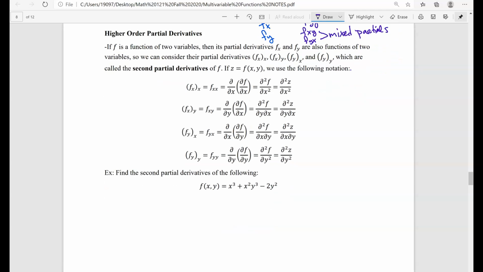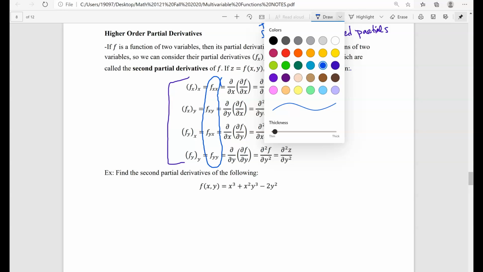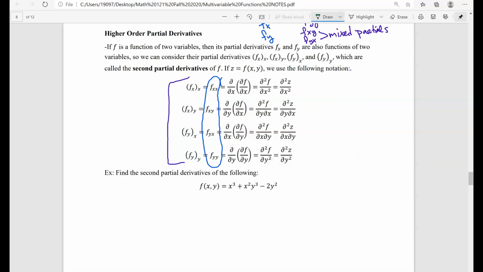What I wrote here is this kind of complicated stuff to scare you, but it's what I just said. If you want to write it as f sub xx, f sub xy, all that stuff, you can write it like this. If you want to write it in the Leibniz notation that we used before, you can write it like this if you were looking at z, or like this if you were looking at f.